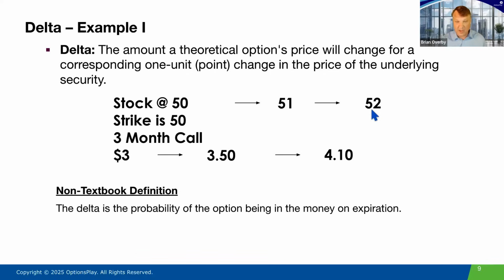We still got the 3-month call option. We don't have any time decay in our example. But with that said, we're now 2 points in the money. The probability is higher. The delta is higher. That's simple. Now, it's a non-textbook definition. It's fairly accurate. A lot of people use it as probability of that option finishing in the money. But it's not the correct definition. This is the correct definition of it. Okay, just want to keep that in mind.